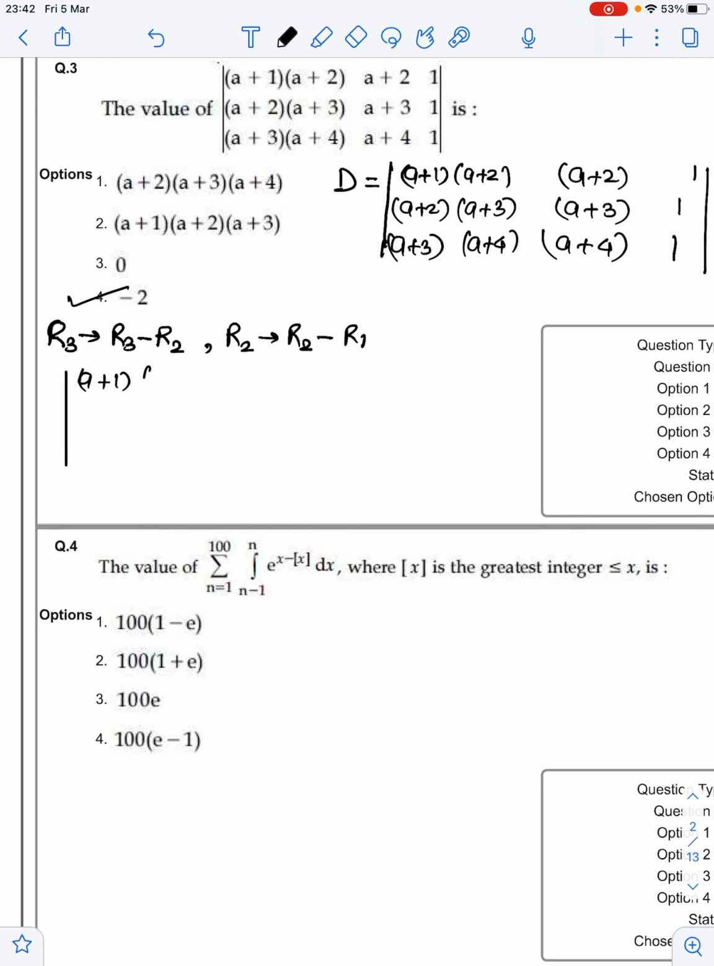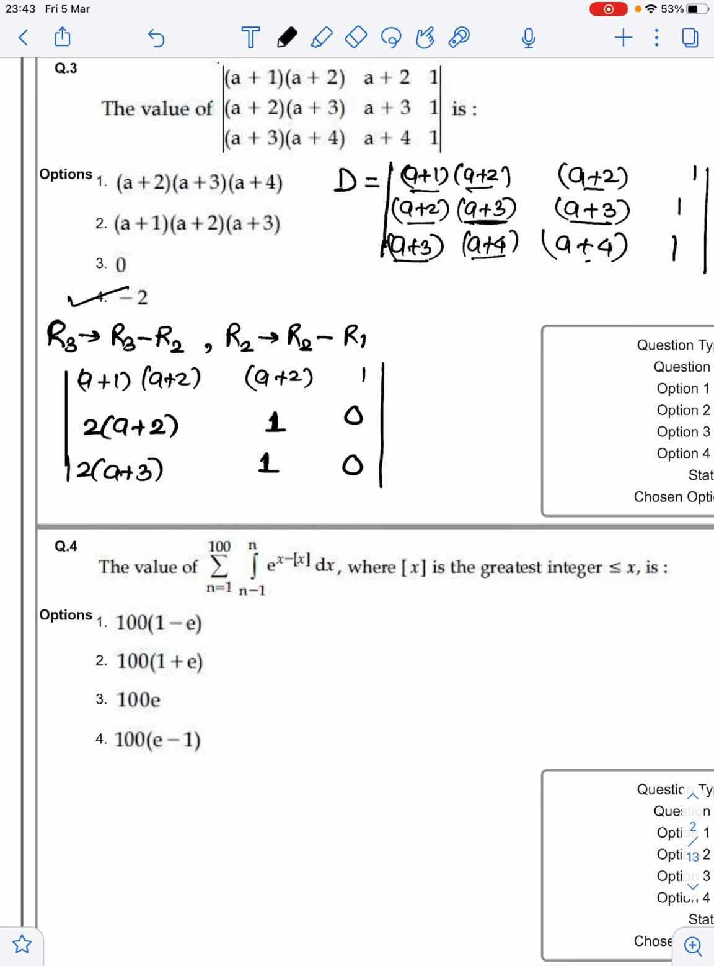Row 1 stays as it is: a plus 1, a plus 2, a plus 2, 1. In place of row 3 we put row 3 minus row 2, so a plus 3 is common, a plus 4 minus a plus 2 is only 2, so 2 times a plus 3. a plus 4 minus a plus 3 is 1, and 1 minus 1 is 0. Symmetrically, in place of R2 we put R2 minus R3, so a plus 2 is common, a plus 3 minus a plus 1 is 2, so 2 times a plus 2, and here a plus 3 minus a plus 2 is 1, and 1 minus 1 is 0.